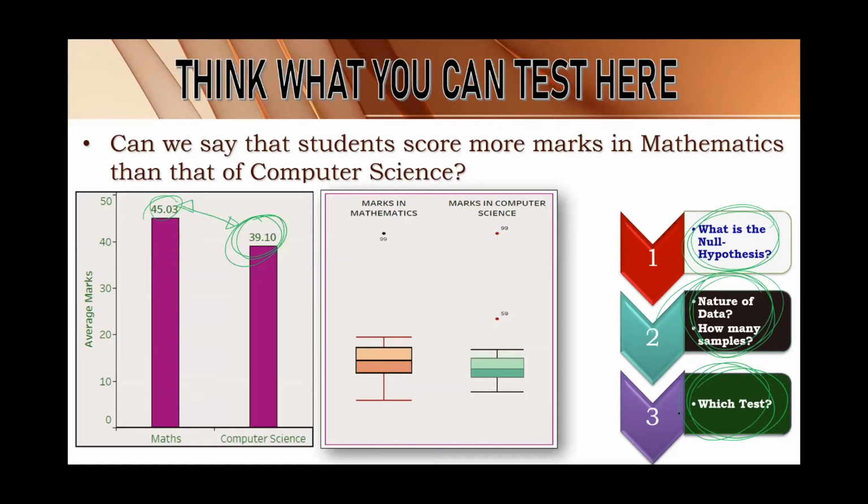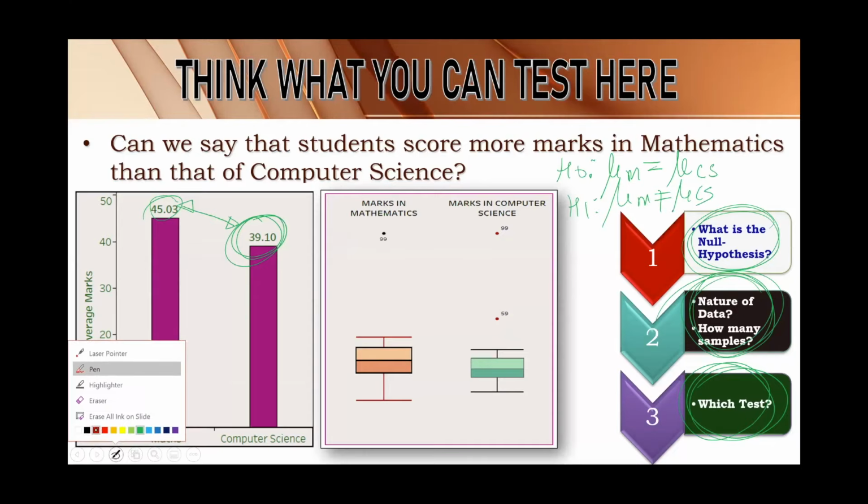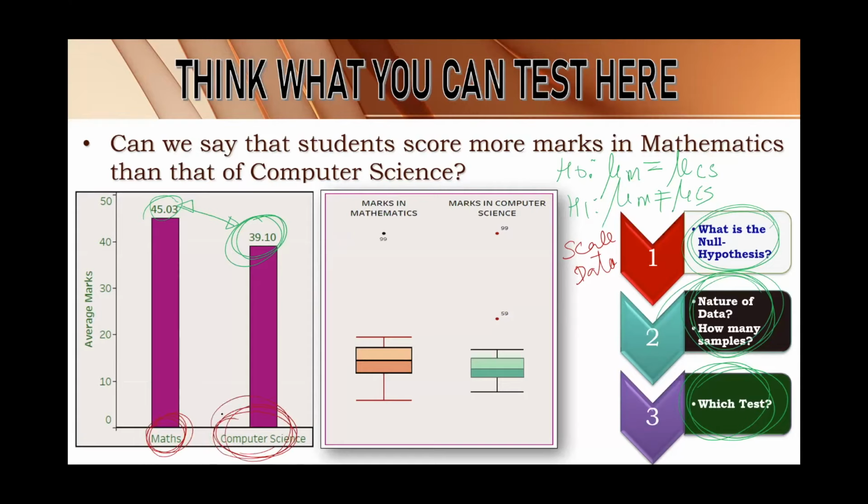Okay, let's see what null hypothesis we have. The null hypothesis is that the mean marks of maths is equal to the mean marks of computer science. Alternatively, they are not equal. So these are the hypotheses we have for this. The nature of the data is scale data. How many samples? We have 2 samples, maths and computer science.